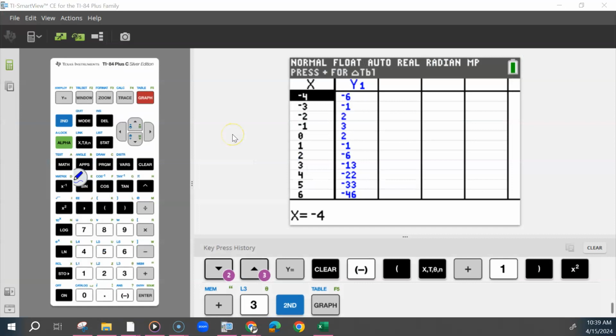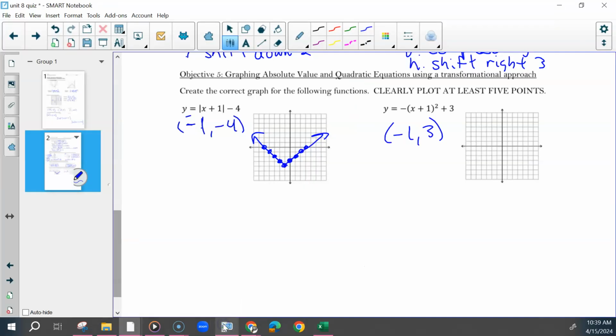Negative 1, 3, negative 2, 2, negative 3, negative 1. And then it should repeat on the other side. If you did more than 5 points, that's fine, but you need 5. Some of us weren't reading the directions and forgot the vertex, so make sure you pick the vertex and you graph 5 points. Questions there?